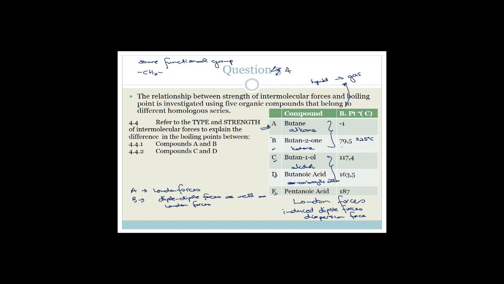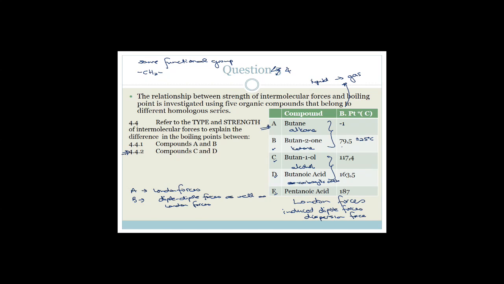Another thing that you could have also said, if they didn't say just about the intermolecular forces, if they just said explain why B has a higher boiling point than A, you could have said, well, they both have fairly weak intermolecular forces, but butan-2-one has got that double bonded O, which means it's got more molecular mass. And the greater the mass, the stronger the intermolecular forces are. I'm not talking about hydrogen bonding. I'm talking about the very weak forces like your London forces and your dipole-dipole forces.